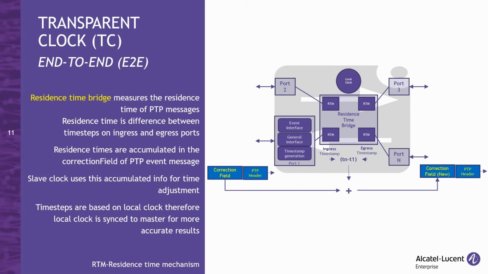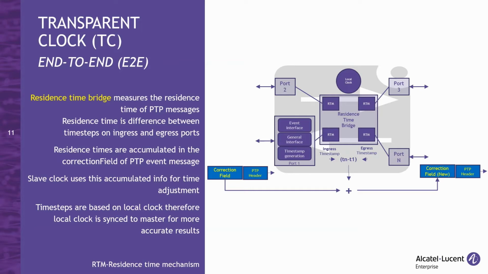In addition to ordinary and boundary clocks, there are also transparent clocks in the network. We recognize two types of transparent clocks, which differ in their capabilities and as such participate in two different types of time synchronization. The first one presented here is the end-to-end transparent clock. At the center of the transparent clock, there is a residence time bridge with a per-port assigned residence time mechanism.